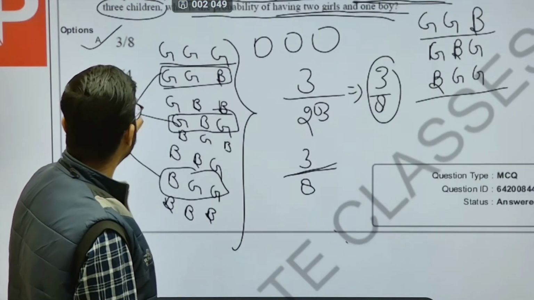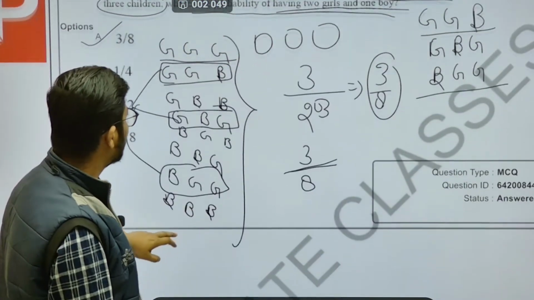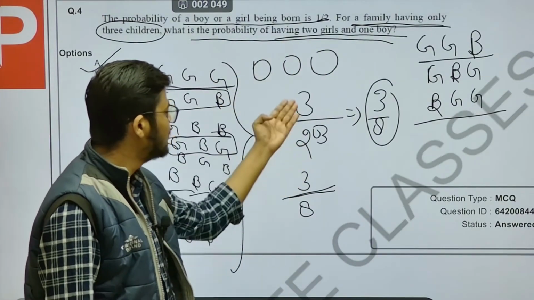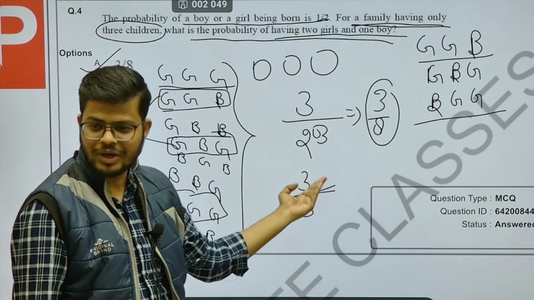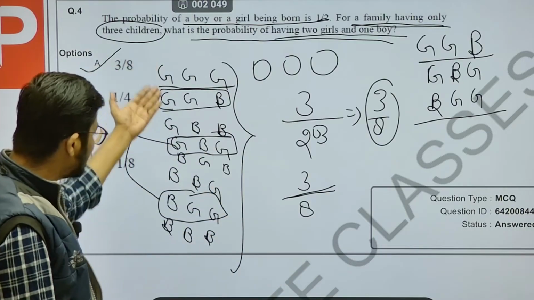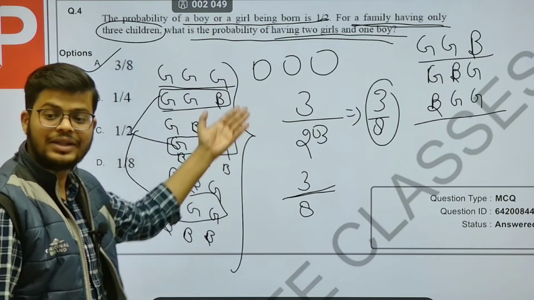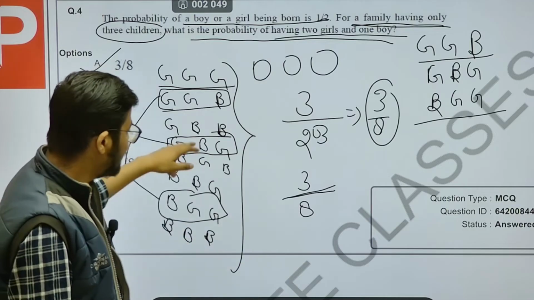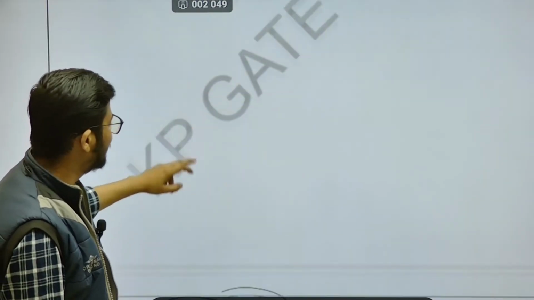Then, question number 4 is based on probability. They are asking 2 girls and 1 boy, so either you can solve it like this, the desired outcome divided by the total number of outcomes, or you can write the total outcomes that are possible, and then the desired outcome on top, in the numerator and denominator. That's how you can solve this.